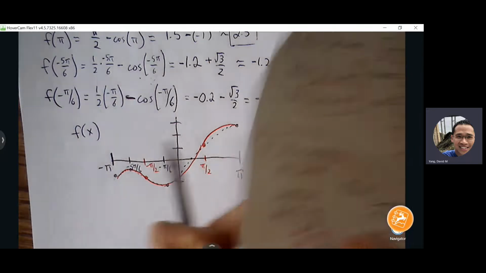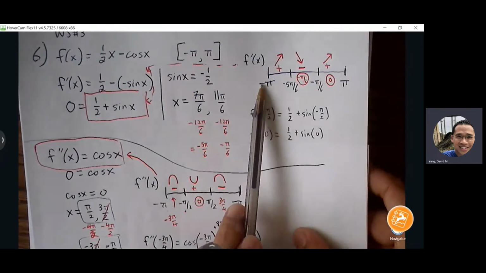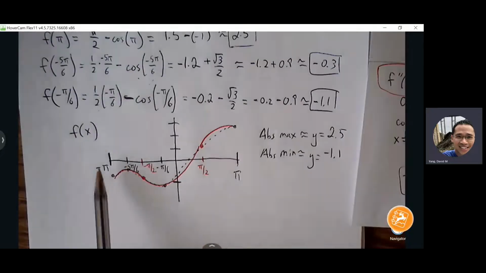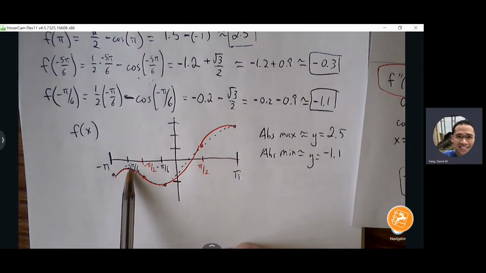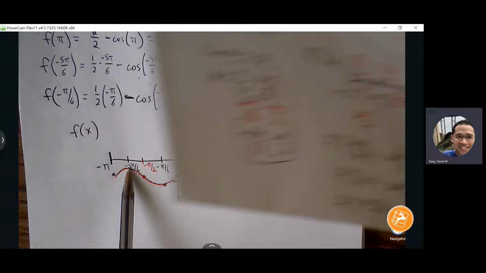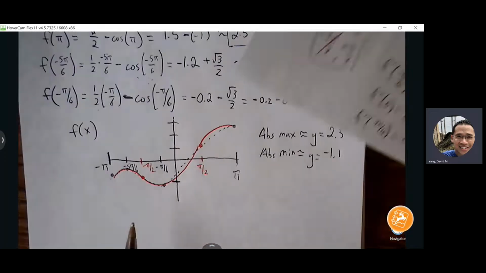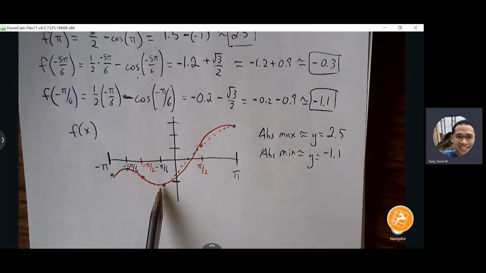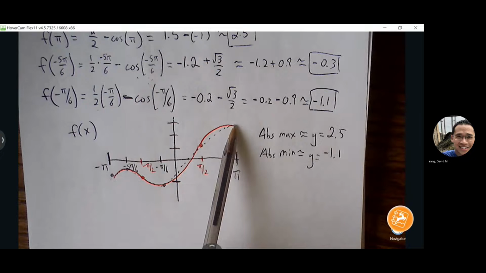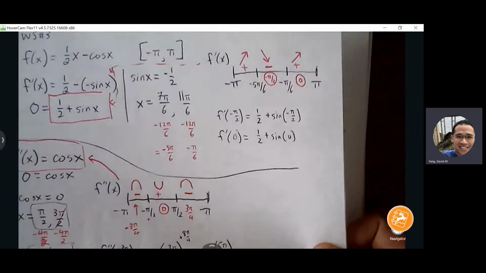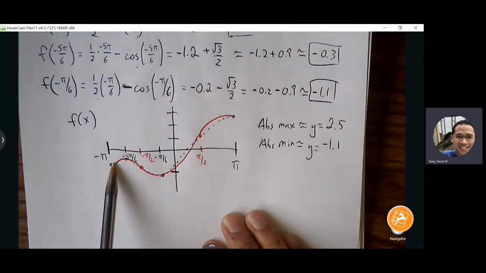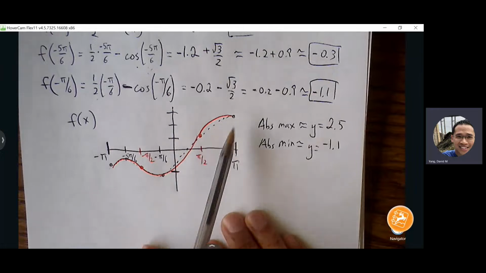So just following the path of the graph, I know that from negative pi to negative 5 pi over 6, I'm going to be increasing. So my graph is going to be rising to my relative max. And then from negative 5 pi over 6 to negative pi over 6, my graph is going to be decreasing to my relative min. And then from my relative min to my endpoint at 2.5. So I use my dotted line just to connect those points.